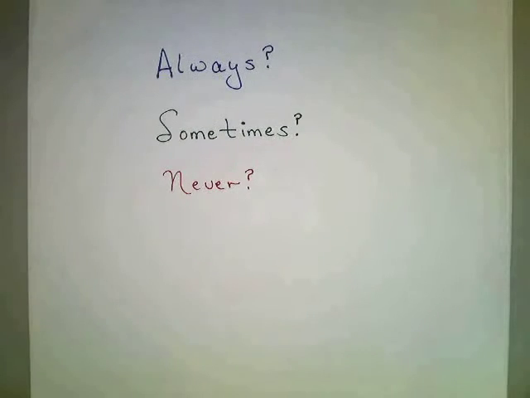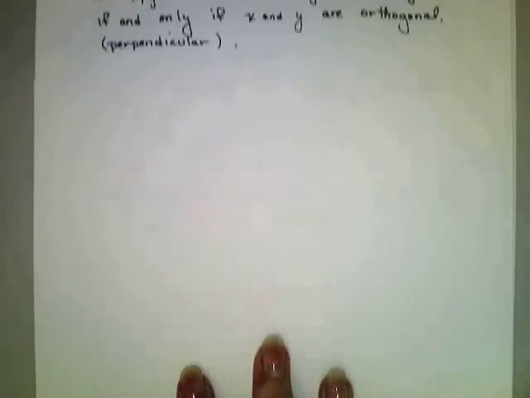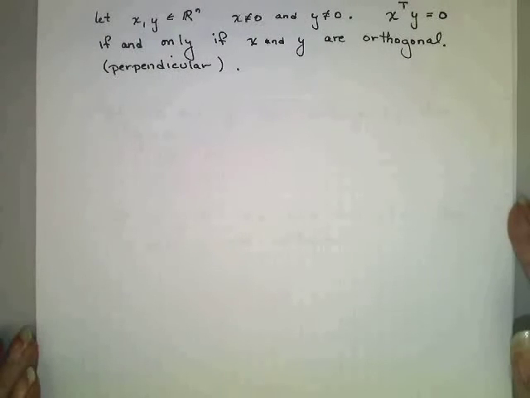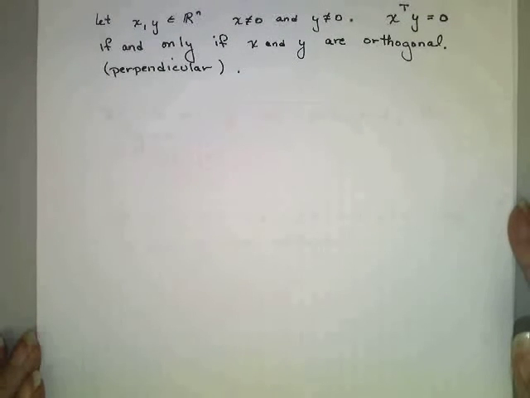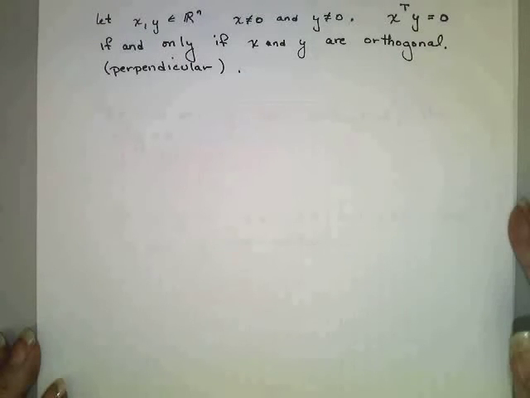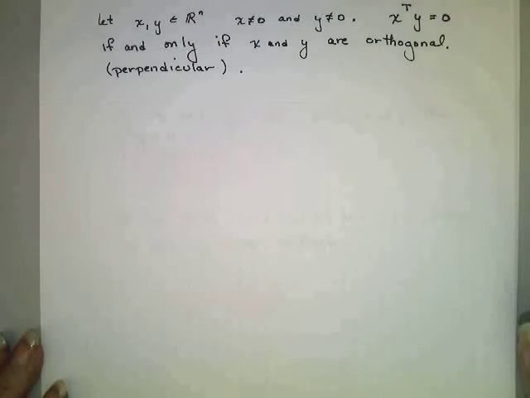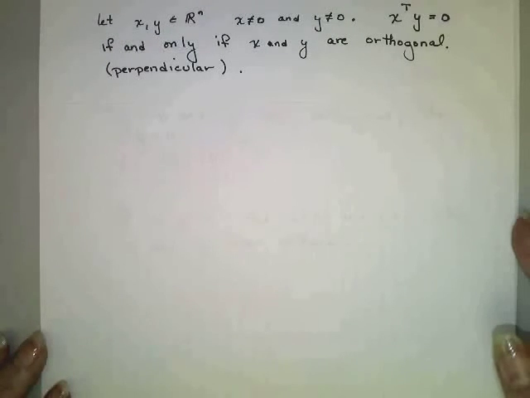Always, sometimes, never. This time we have, let x and y be vectors that are both non-zero. And we want to look at x transpose y is equal to 0 if and only if x and y are orthogonal. In a way, we want to prove if this is true or false instead of always, sometimes, never, but it seems like it might be true.